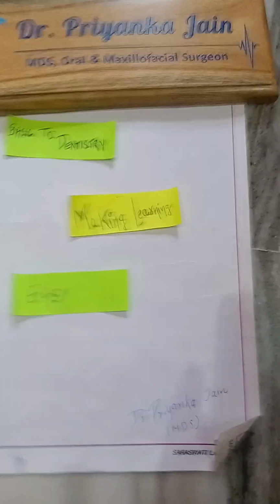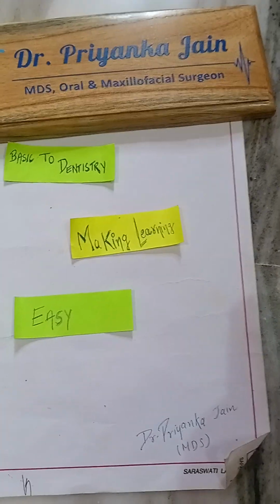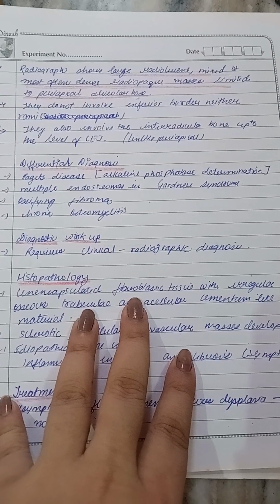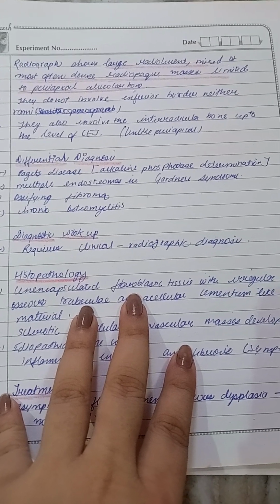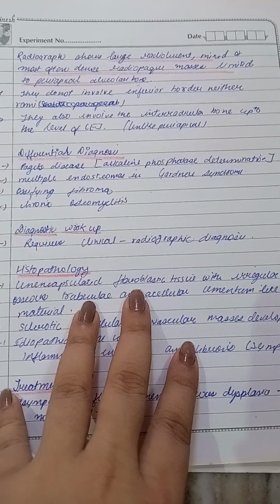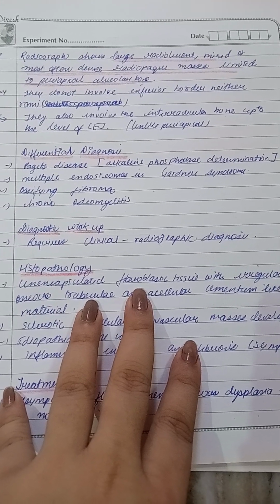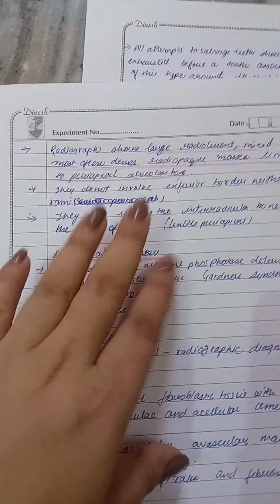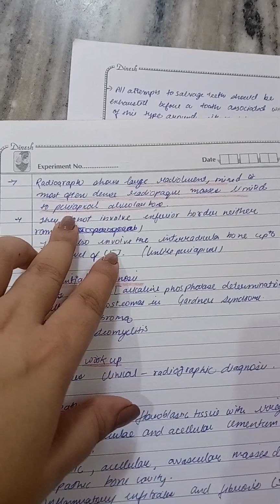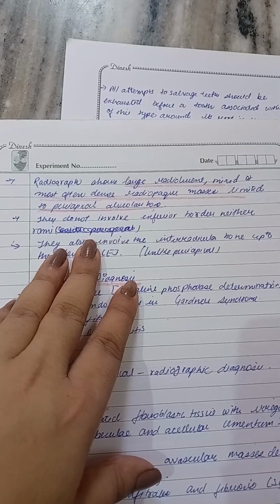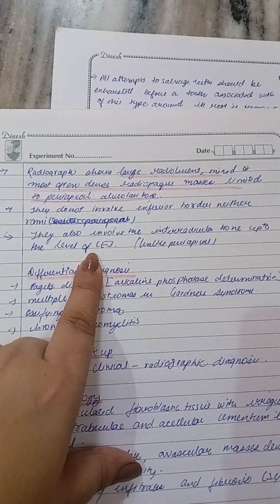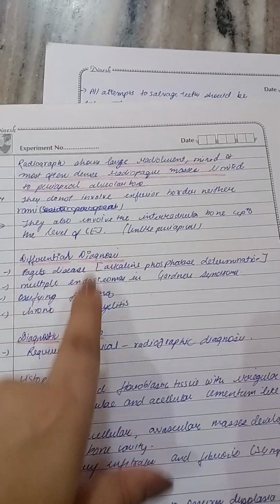Okay, we'll be continuing florid cemento osseous dysplasia. Let's start. Radiographs show large radiolucent, mixed or most often dense radiopaque masses limited to periapical alveolar bone. They do not involve the inferior border nor the rami. They also involve the interradicular bone up to the level of CEJ. We have seen it involves both interradicular and periapical alveolar bone, and the mandible bilaterally, but they do not involve the inferior border nor the rami.